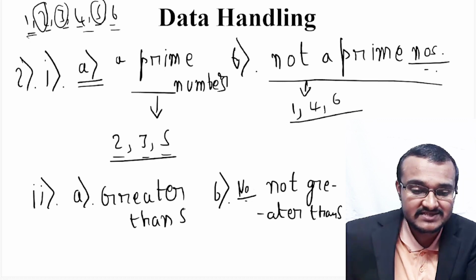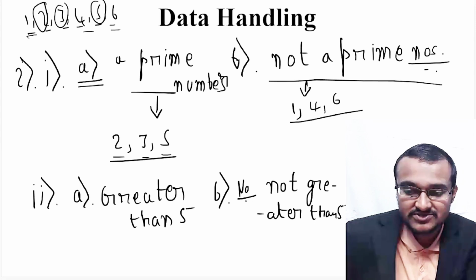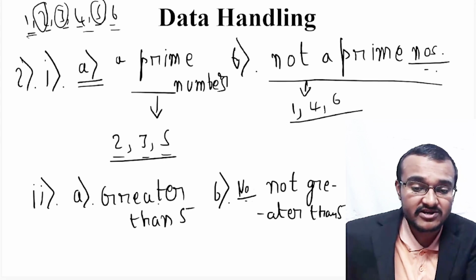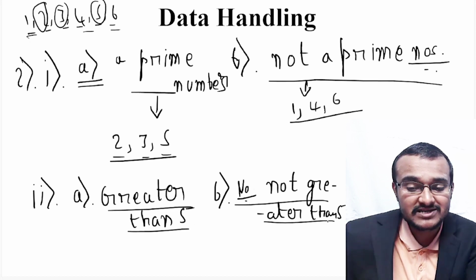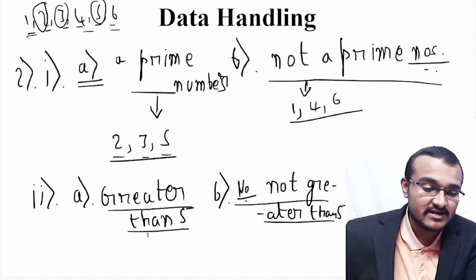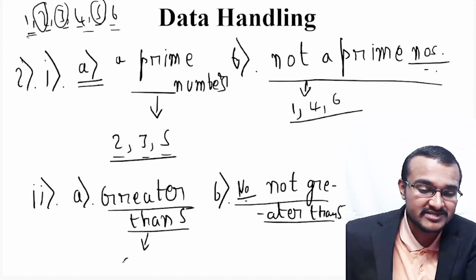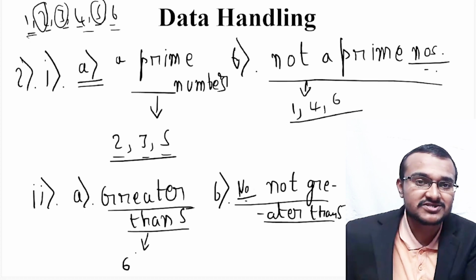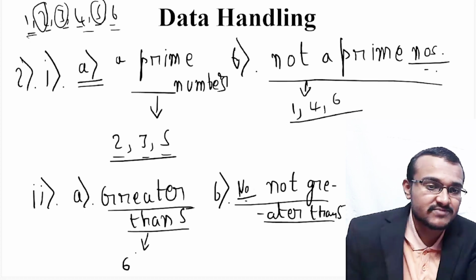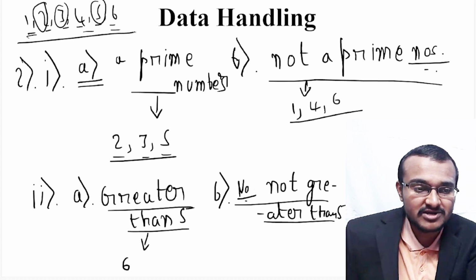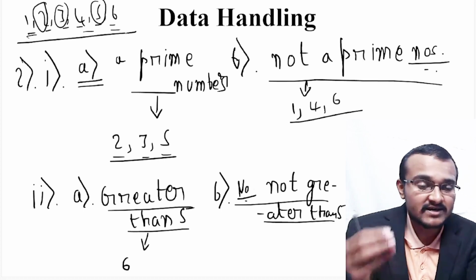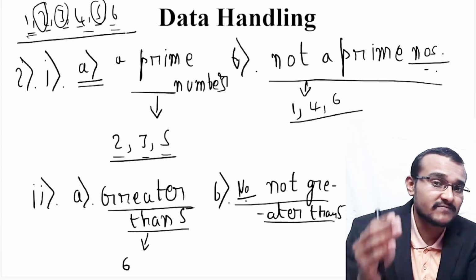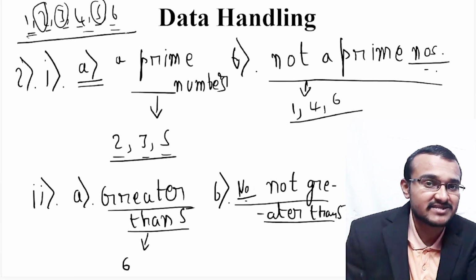Here they have given this number 5. So they have given two different events. One is getting a number which is greater than 5, and the other is getting a number which is not greater than 5. In the first event, the possible outcome is only 6, because the possible outcomes when you roll a die are 1, 2, 3, 4, 5, 6. The maximum limit is 6, so greater than 5 means only 6 will be the outcome.